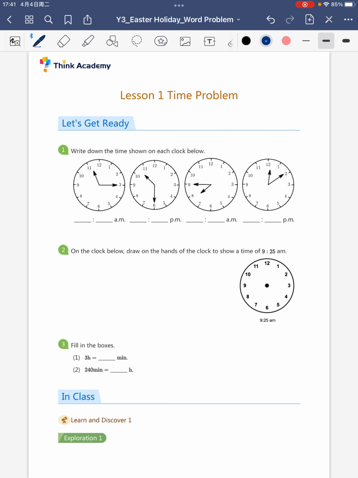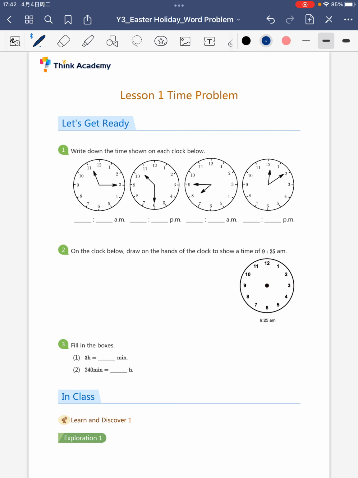And for question 1 in Let's Get Ready, write down the time shown on each clock below. So we know on each clock there will be at least 2 hands. The longer one, we call it the minute hand. It can show us the minutes. But for the shorter one, we call it the hour hand, and we can read the hour from the hour hand. So now let's take a look for the first clock.